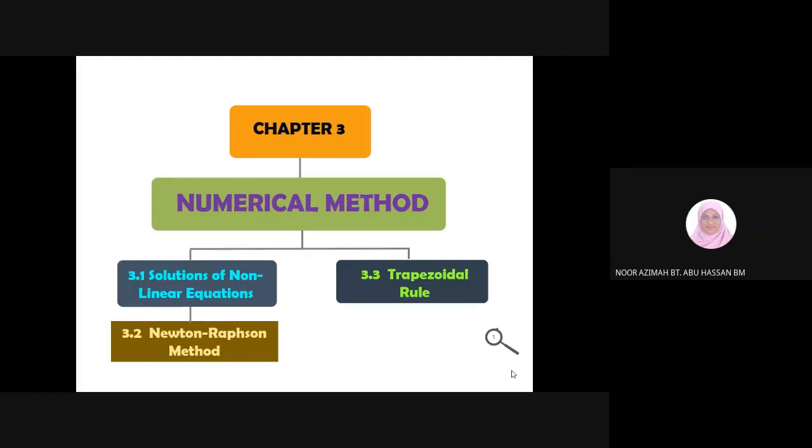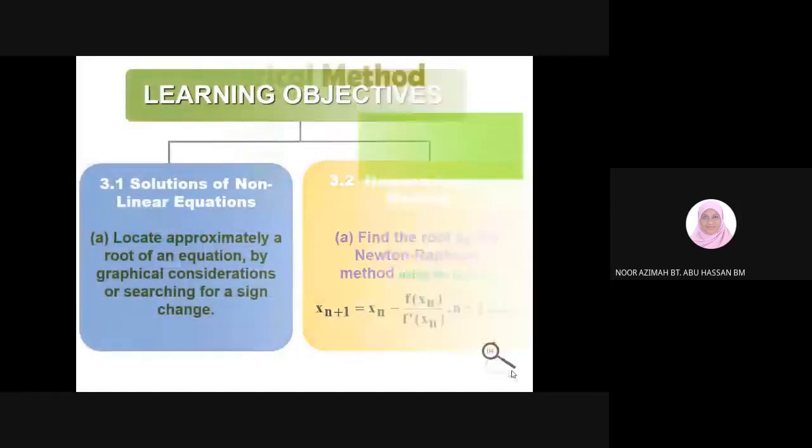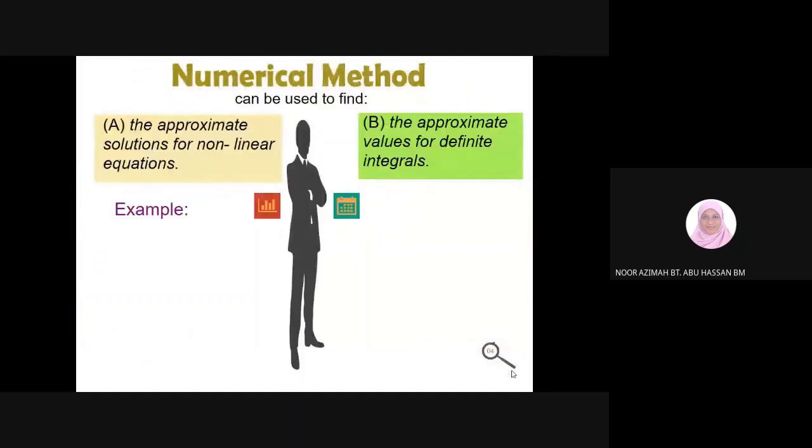Okay, today I'm going to start chapter 3, that is numerical method. Under this topic, there will be 3 subtopics, starting from solution of nonlinear equation, followed by Newton-Raphson method, and the last one, trapezoidal rule. So we will cover 3.1 and 3.2, both in lecture 1, whereas 3.3 in lecture 2. Moving on.